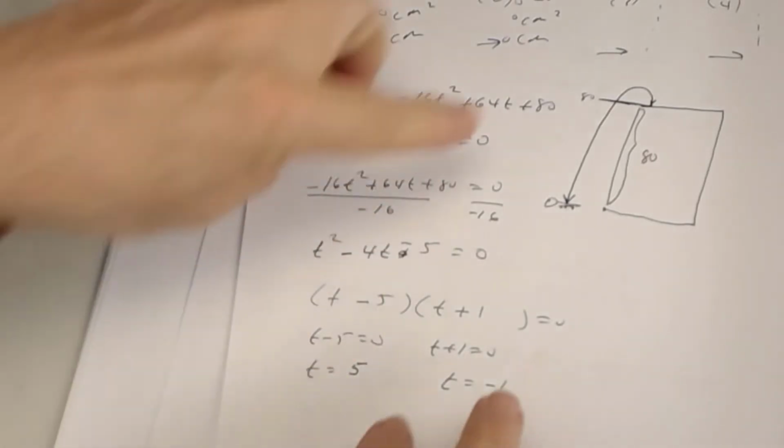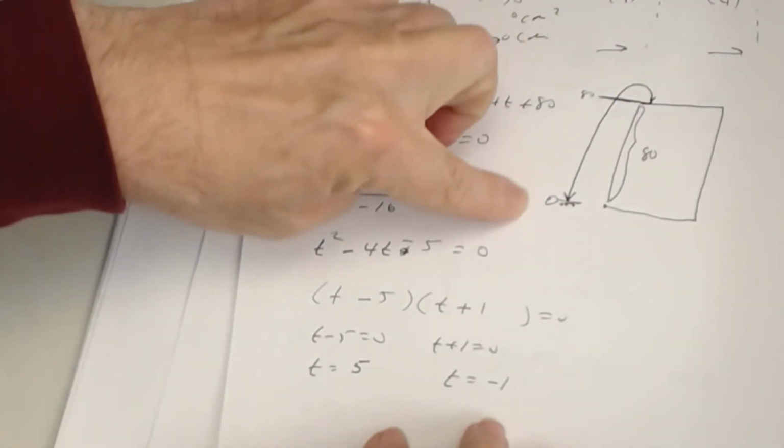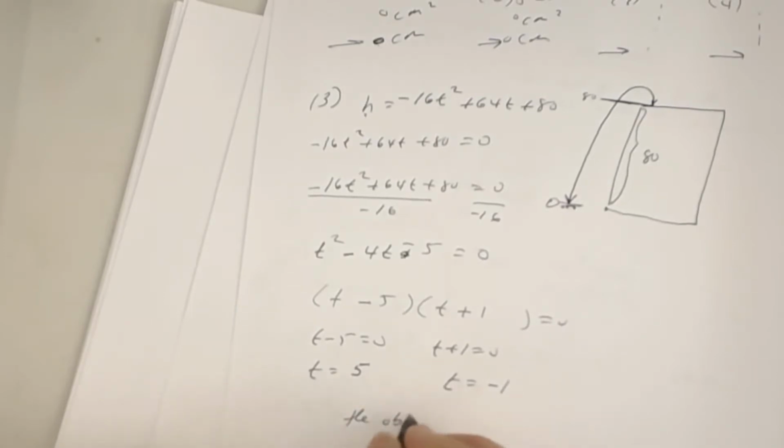Remember, this is a word problem, so let's think about the context. Can I use both of those, or none of them, or just one of them? All I can use is t equals 5. So it's going to hit the ground after how many seconds it's been thrown? 5 seconds. So the object hits the ground in 5 seconds. Okay? All right.